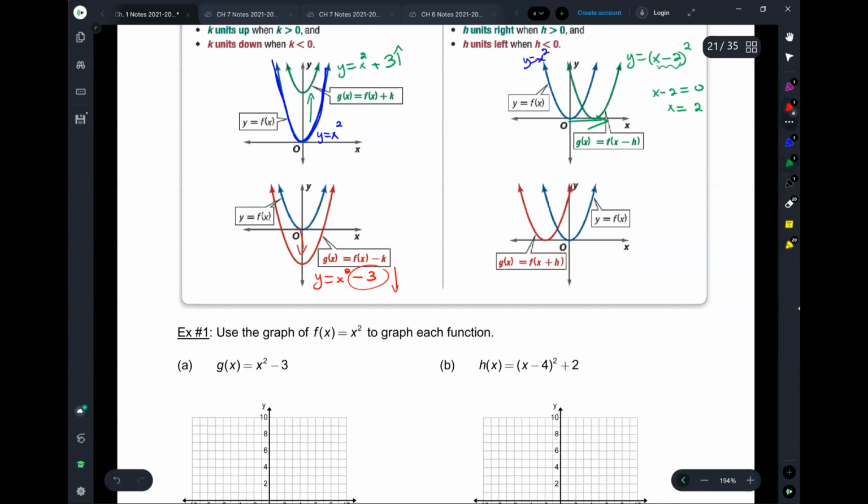Here, what do you think the equation for that red one will look like if it moved to the left? It's going to be plus 2, so it's negative. So y is equal to (x plus 2) squared. That's why it moves to the left.